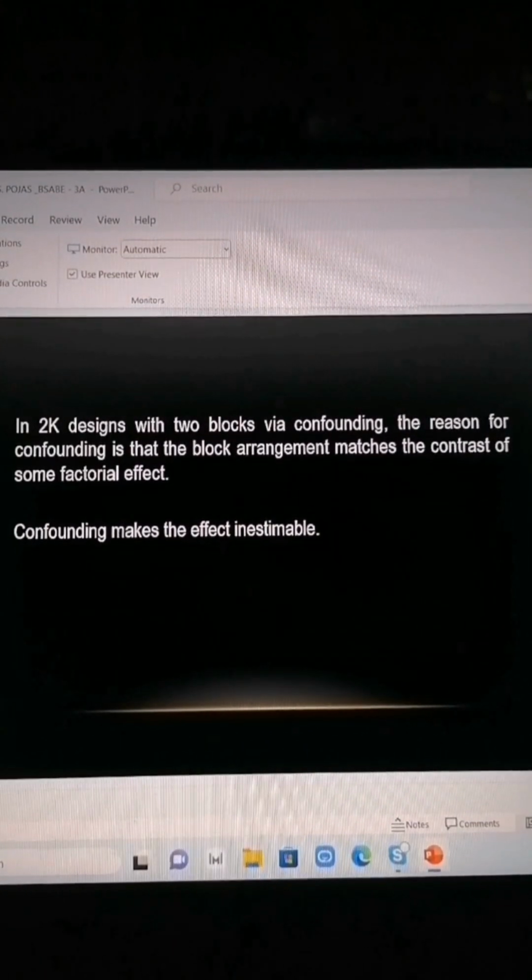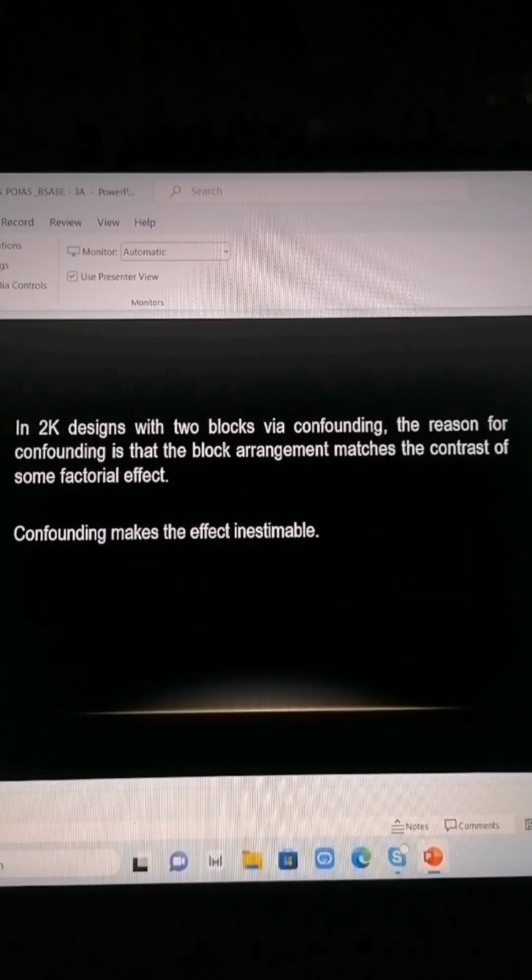In 2^k designs with 2 blocks via confounding, the reason for confounding is that the block arrangement matches the contrast of the sum factorial effect. Confounding makes the effect inestimable.